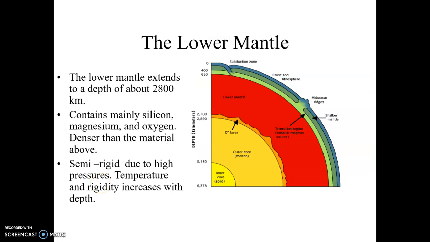Okay, a little bit about the lower mantle. As you can see, the lower mantle extends to a large depth. It's composed of these types of materials. It's denser than the material above it. And as you go down into the lower mantle, it becomes semi-rigid due to the high pressures, and temperature and rigidity increase with depth.